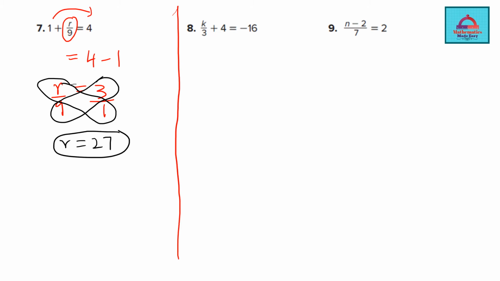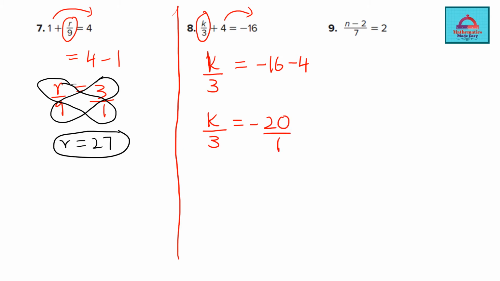Next one, isolate k. So when you isolate k, you will move 4 on the other side. It becomes minus 16 minus 4 and k divided by 3. So k divided by 3 is minus 20.